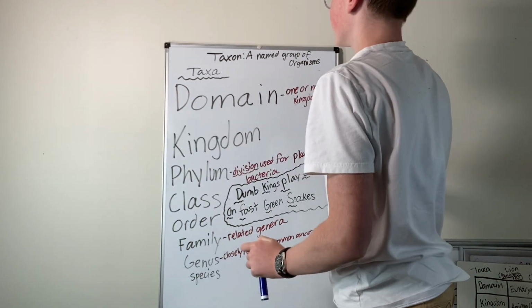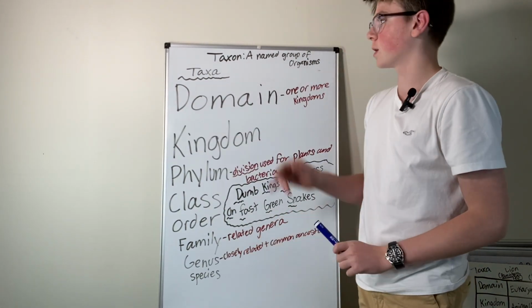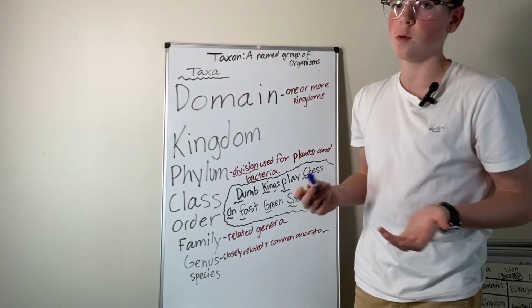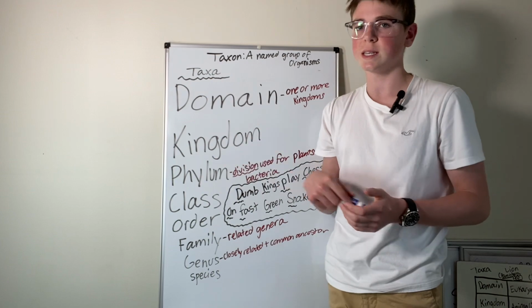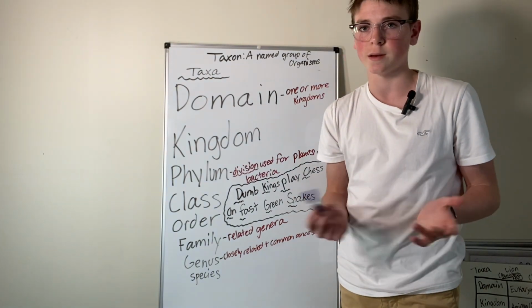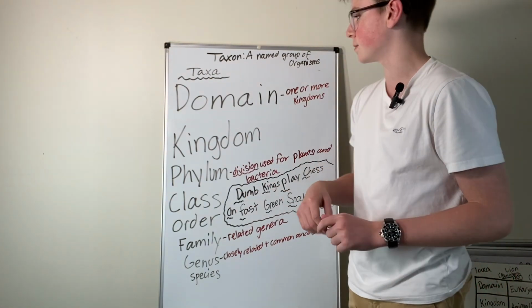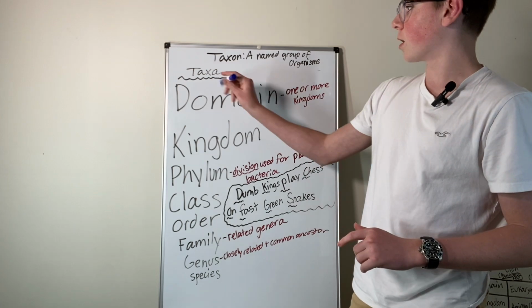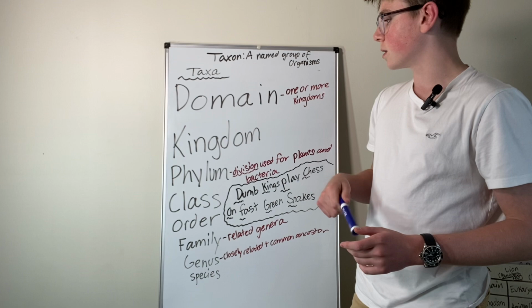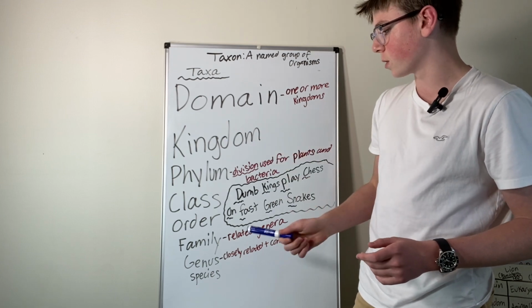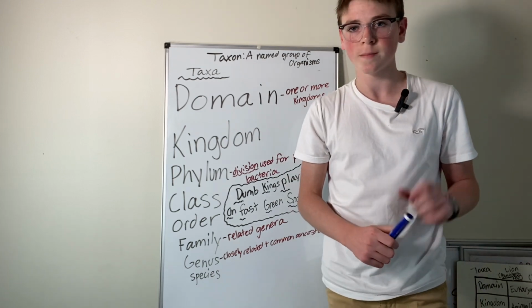First, another key vocab word. A taxon is a named group of organisms. So a taxon would be, domain is a taxon, kingdom is a taxon, species is a taxon. It's just a named group of organisms. So here are our taxa, which is the plural of taxon. So taxa: domain, kingdom, phylum, class, order, family, genus, species.